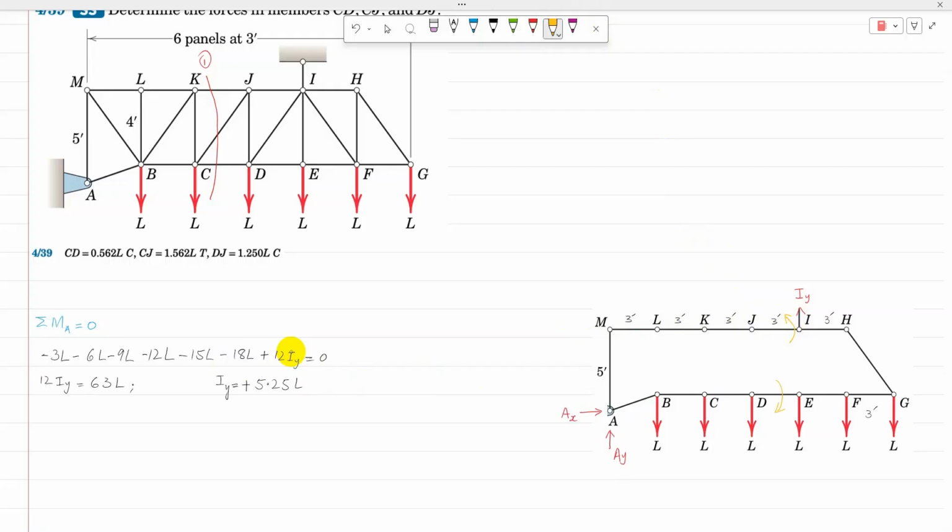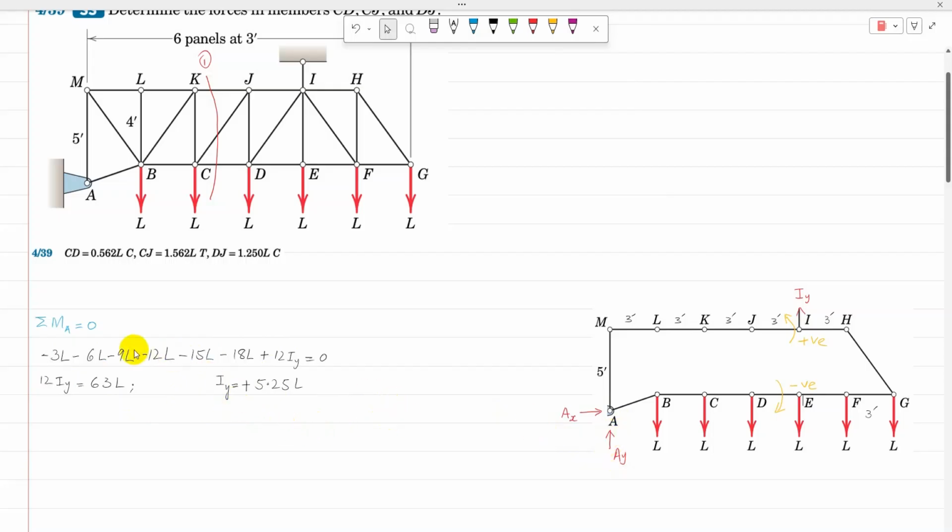I have assumed anti-clockwise as positive and clockwise as negative. After simplifying, it comes as 12 Iy minus 63 L is equal to 0, and Iy comes as 63 over 12 L, which is positive. And this positive sign means the assumed direction is correct.